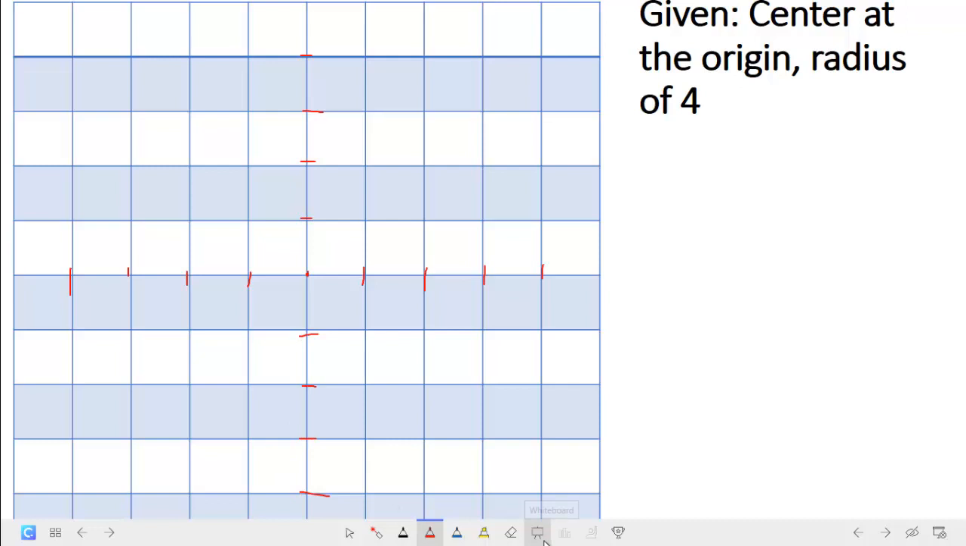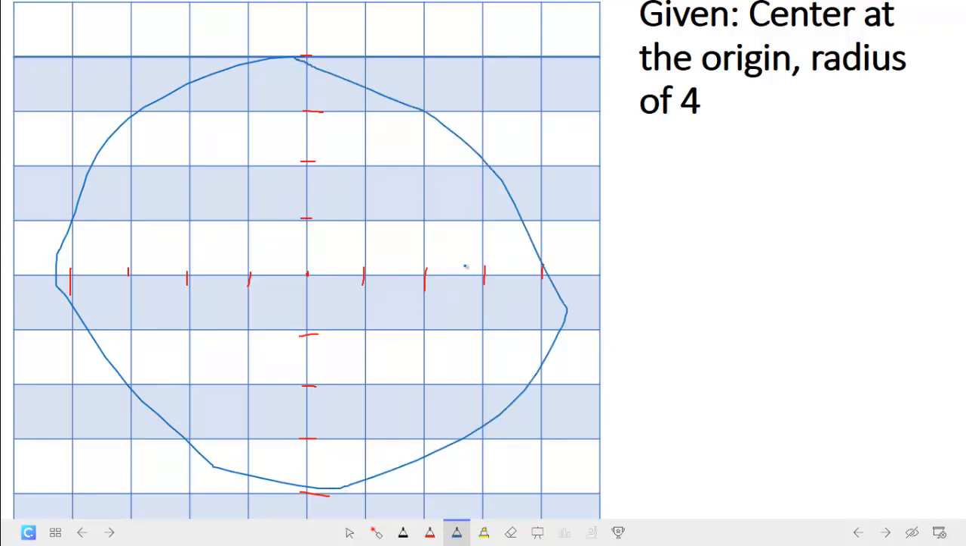So, we can form a circle. Okay? So, we can form a circle. My circle looks ugly. Okay. And we'll find the equation of this circle.